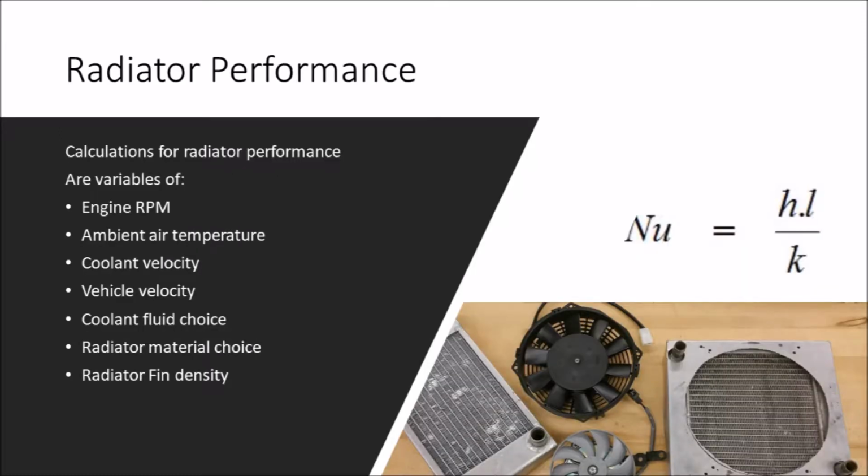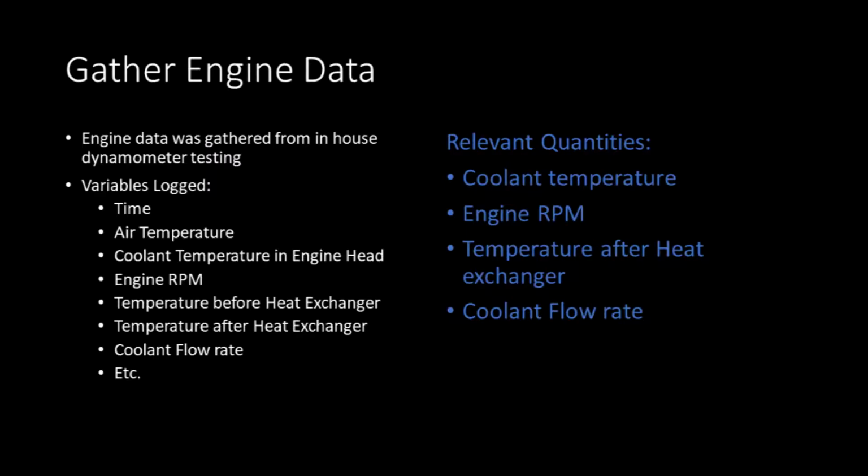Calculations for radiator performance are complex functions of engine RPM, ambient air temperature, coolant velocity, vehicle velocity, coolant fluid choice, radiator material choice, and radiator fin density. Engine thermal data was collected with Washi Racing's own dynamometer testing rig. The engine computer is able to log many variables at one time. However, the most important quantities to log were coolant temperature at the cylinder head, engine RPM, the temperature after the heat exchanger, and coolant flow rate.